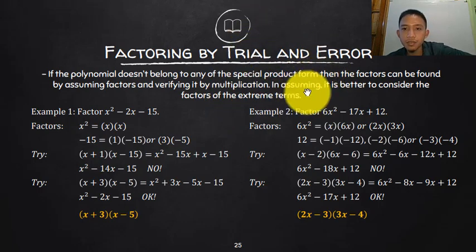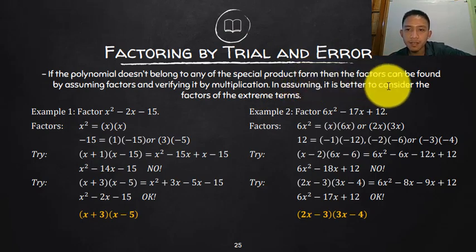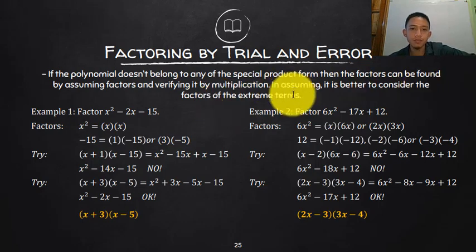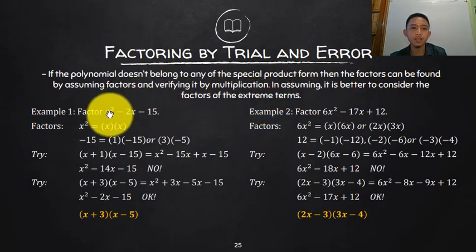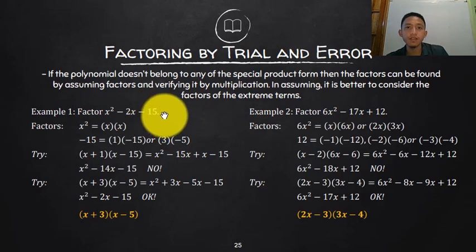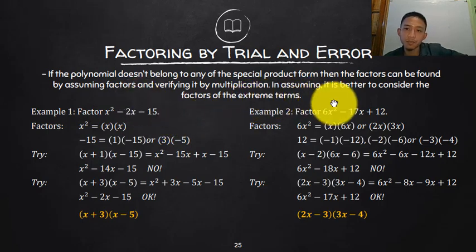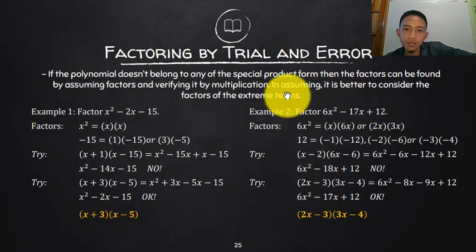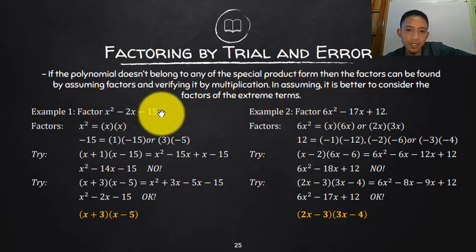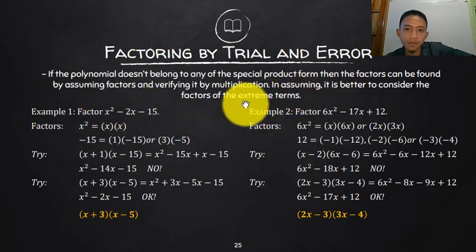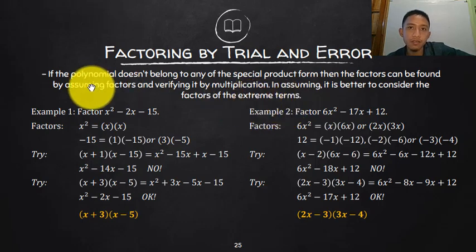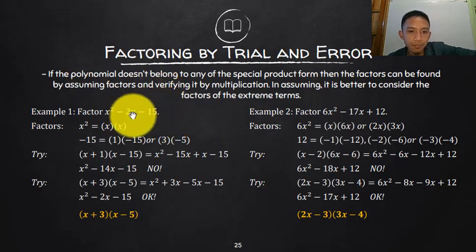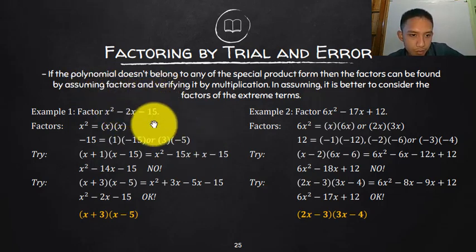Okay, in assuming, this is the pointer so that you will not have a lot of trouble there. It is better to consider the factors of the extreme terms. Let's say the extreme terms are a squared and b squared. Try to figure out the factors of your a squared and your b squared, and those are the values you are going to use in your assumption. That is where you will be finding the correct answer. So let's have this example number 1.